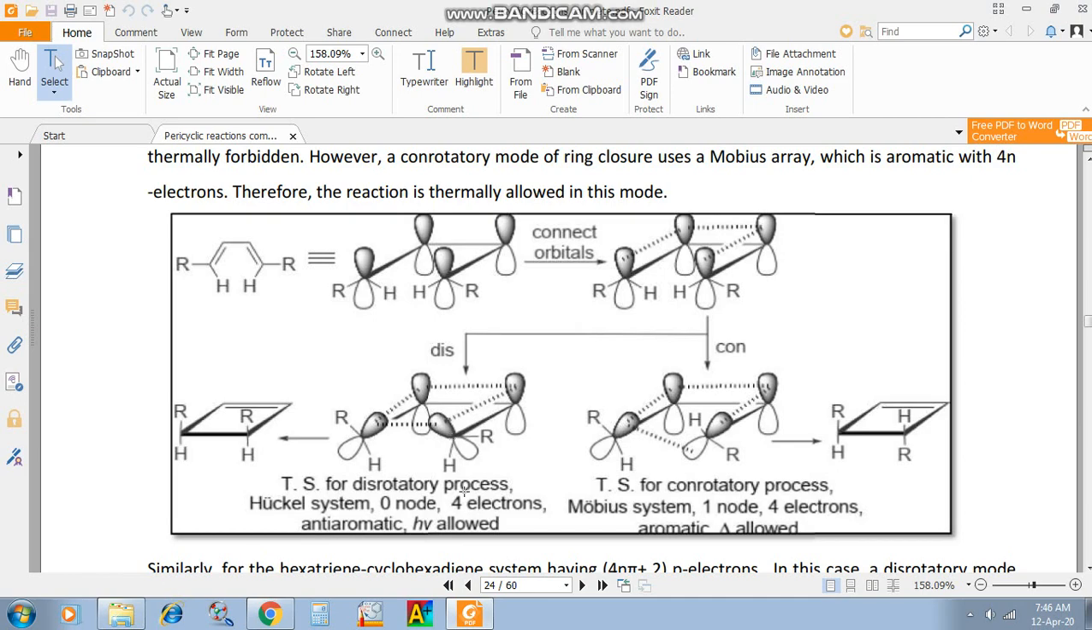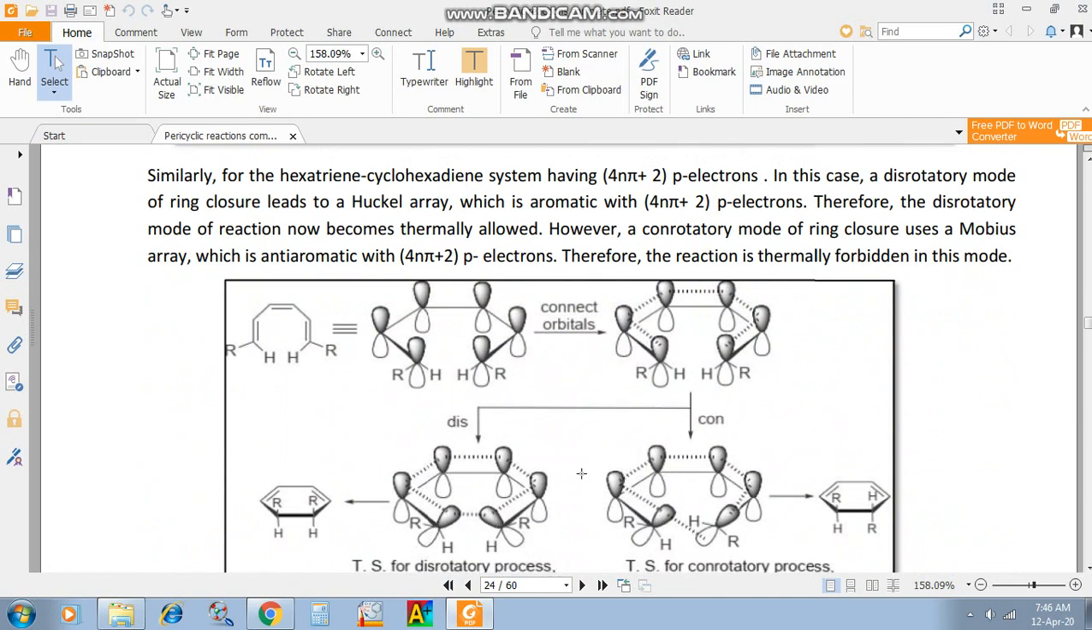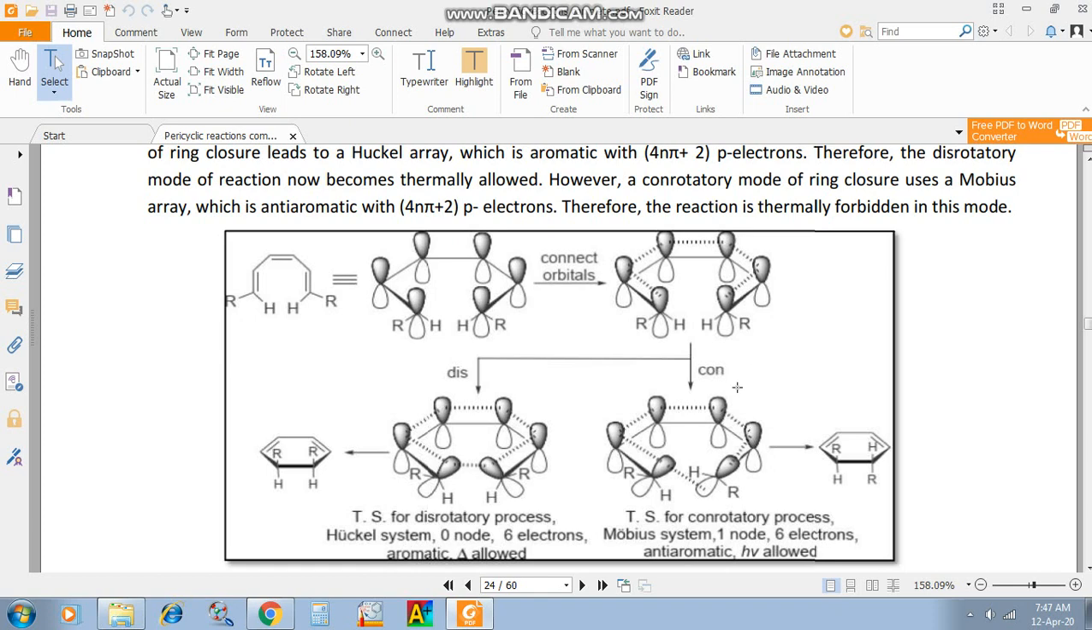Similarly, you can find the result for the 4n+2 system, that is 1,3,5-hexatriene. So you take psi 1 and connect the orbitals. I have connected all the orbitals. Whether it is taking place through con rotation or dis rotation, we have to decide. When you are considering the con rotation, you can see that all these orbitals are already connected. Now we will be connecting this and this. So we have to connect these two.